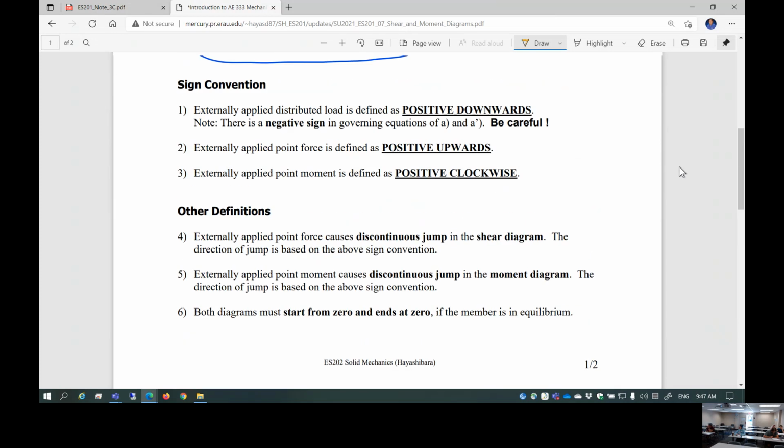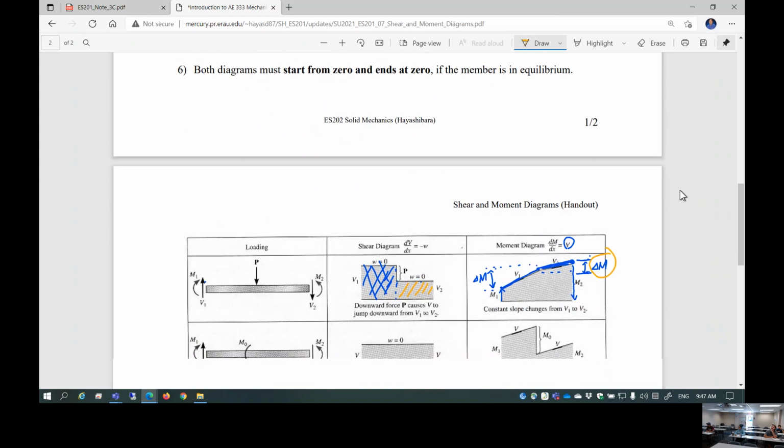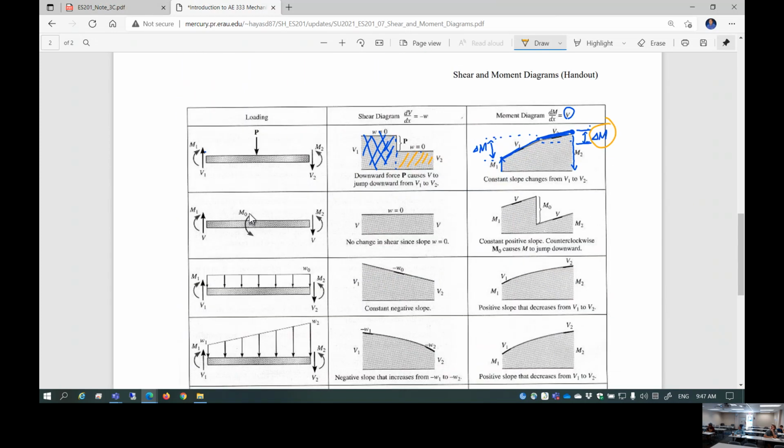You have to always go back to what the governing equation really says. This requires practice. It's not simple stuff, but you have to understand the concept, the meaning of the equation, what the equation really tells you. The equation is not simply just something written. It tells you the physical change and physical meaning of the behavior of this diagram. And also, this is a point moment.